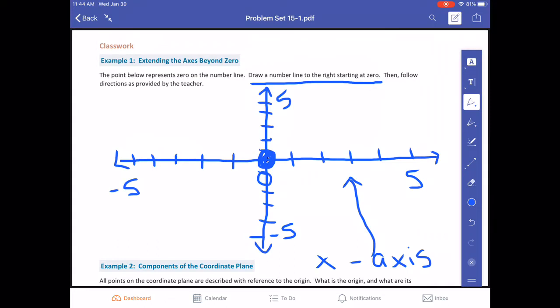And I know you can't answer this, but does anybody know what this point where these two number lines intersect is called? Well, this is called the origin. Okay? And the origin is located literally at point 0, 0. It's where we start all of our ordered pairs. It's where we start counting.